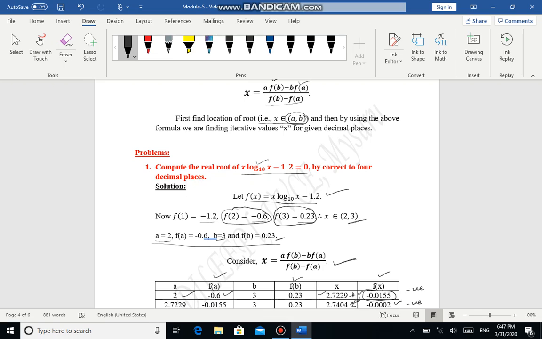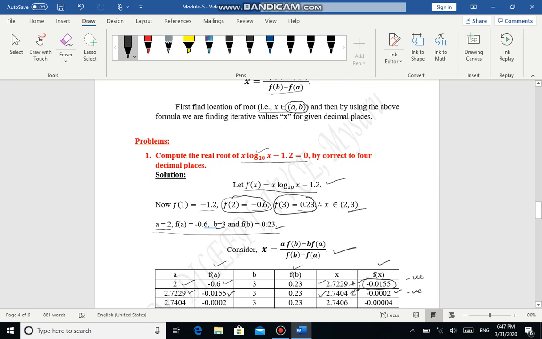Once again observe the f of x column. F of x is negative and f of b is positive, so don't disturb f of b. F of x is negative, so I go with f of a. Replace a and f of a by the new value of x and the new value of f of x. So a becomes 2.7404 and f of a becomes minus 0.0002. B and f of b remain the same. Now use this updated value. The third iteration is 2.7406. The second and third iterations are not equal, so we need to go for one more iteration.